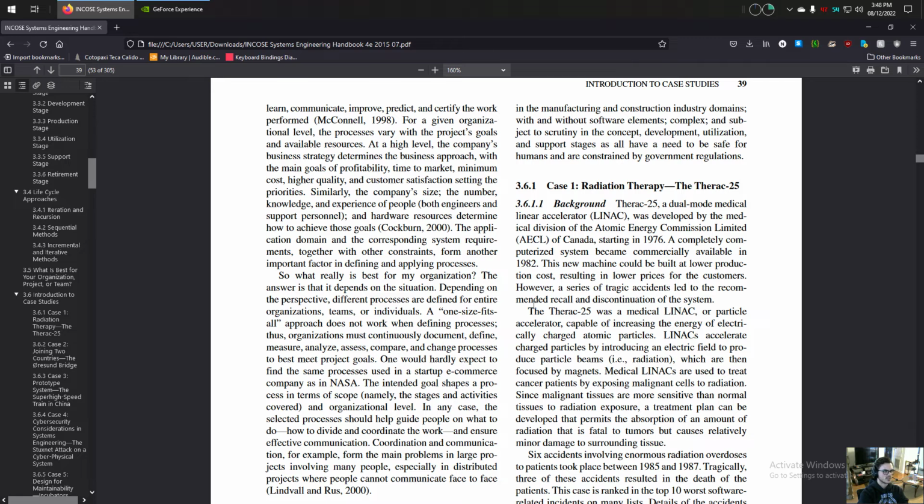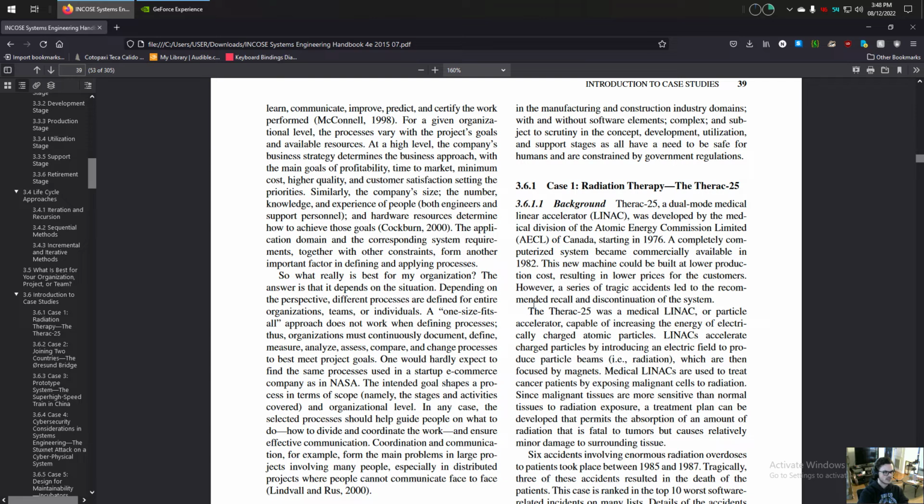For a given organizational level, the processes vary with the project's goals and available resources. At a high level, the company's business strategy determines the business approach with the main goals of profitability, time to market, minimum cost, higher quality, and customer satisfaction setting the priorities.